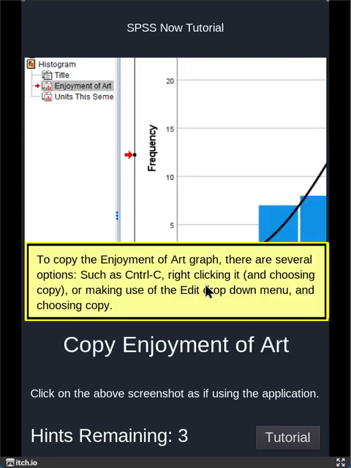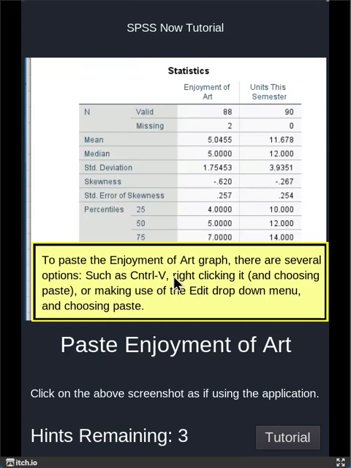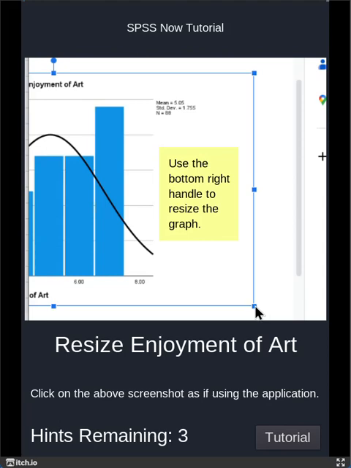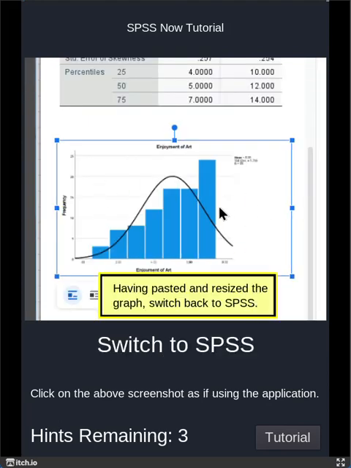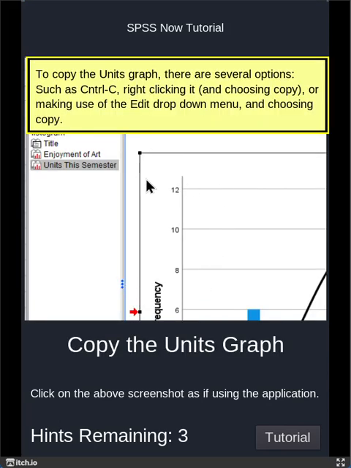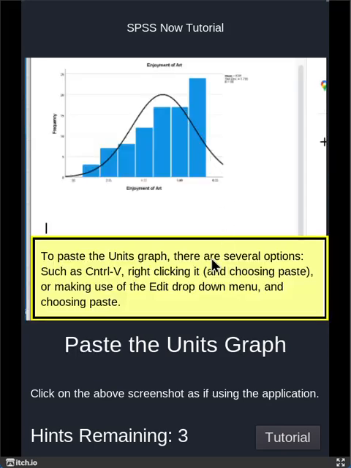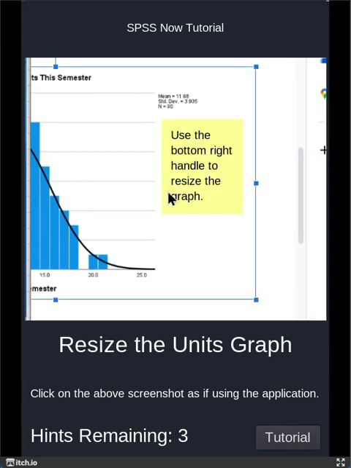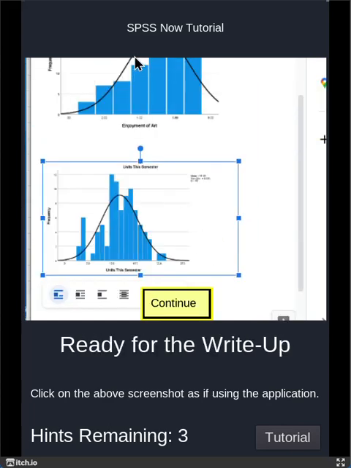We go back to SPSS. We grab our 2 histograms. They're nice to include. We grab it, we paste it in. We click on it to highlight it and then resize it. Now it's looking nice. We go back to SPSS. We get our other histogram. We copy it, paste it into our document, select it, and resize it. Now it's looking good. We're ready for that write-up.